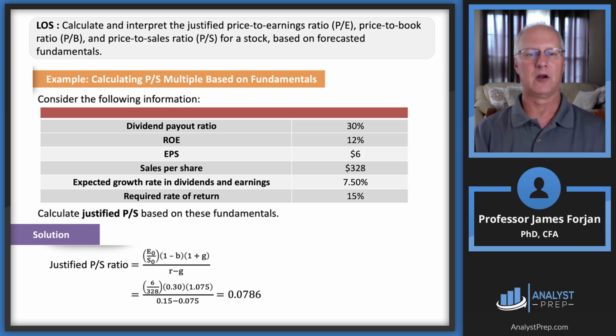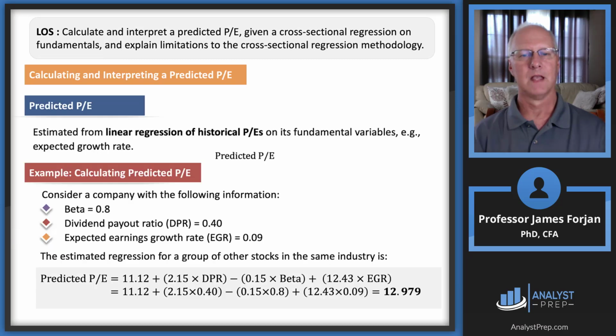And let's take a look at a quick example here. So we're given a bunch of stuff in this table, and we can substitute those numbers in there and get a justified price to sales ratio of 0.786. Here's a good LOS. This one could read something like, do you remember all the stuff that we taught you back in regression analysis? Well, let's go ahead and apply it here.